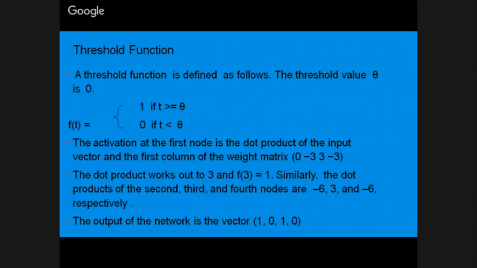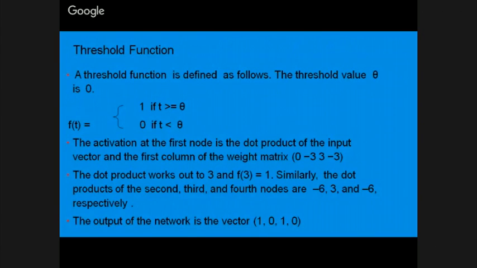But first we have to find out the activation at each node. So let's start from the first neuron. Say the input vector which is applied is pattern A. So if we apply the pattern A to the first column of the weight matrix, then what will be the activation?